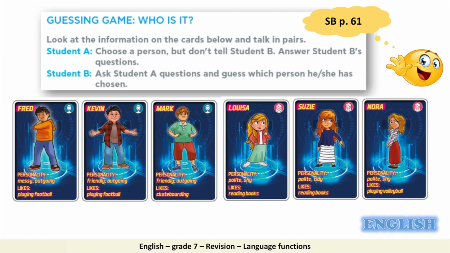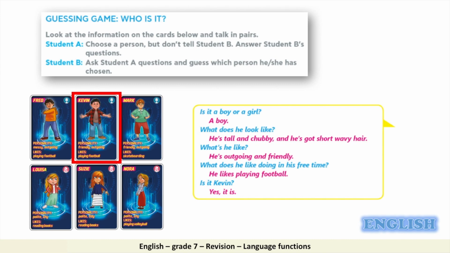If you are student A, then look at the pictures and choose a person, but don't tell your partner and answer all their questions. If you are student B, then ask your partner questions and guess which person your partner has chosen. Look at the following example. Student A chose Kevin but did not tell student B. Student A answered student B's questions, and that's how student B found out who student A was talking about. Please pause the video, practice the speaking task, and come back when you are done.